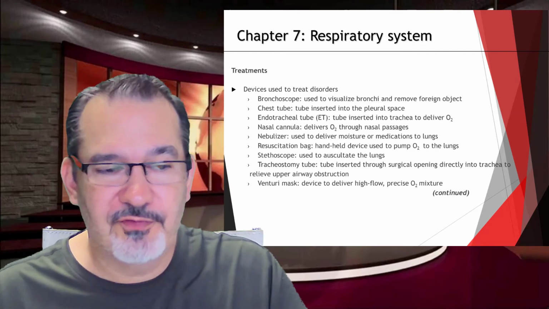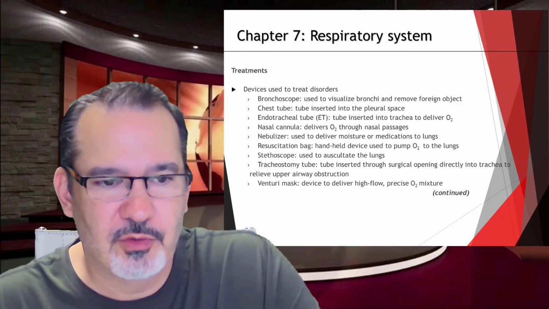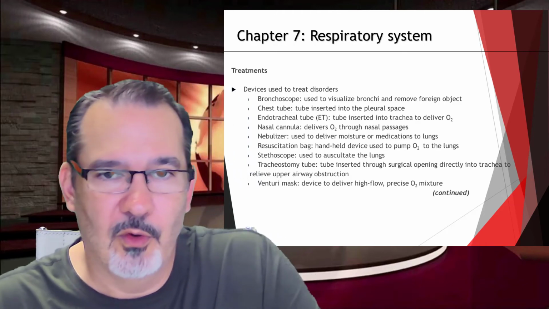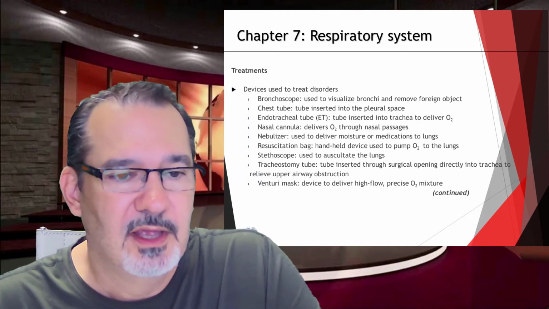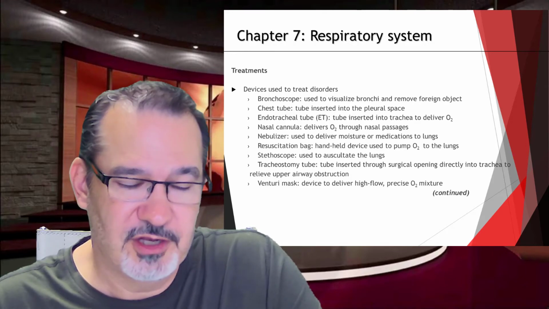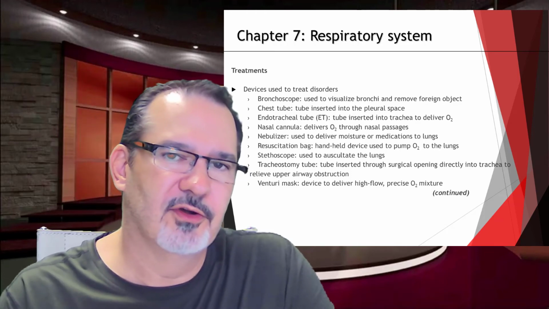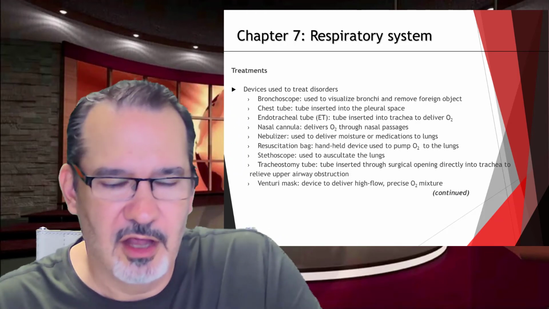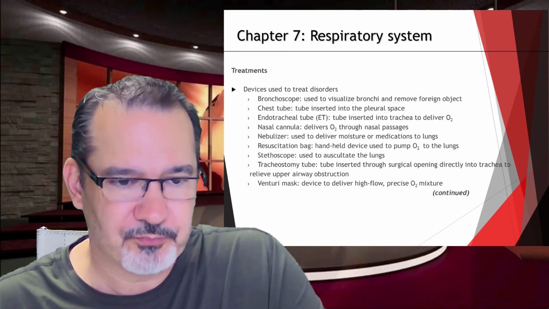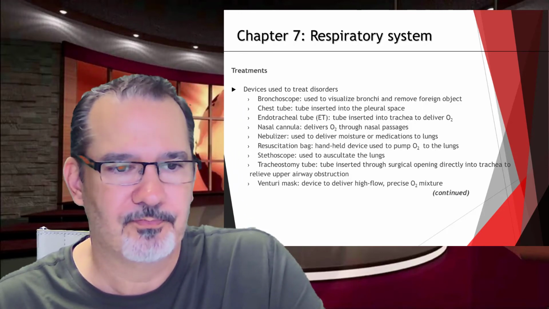Okay, different devices used for respiratory illnesses. Bronchoscope, of course, to visualize. A chest tube inserted into the pleural space. This might be for something like pulmonary edema. Endotracheal tube to deliver oxygen. Okay, nebulizers, very common, used to deliver moisture and medication to the lungs. We'll do this one sometimes for severe breathing issues. Stethoscope is used to listen to lung sounds.